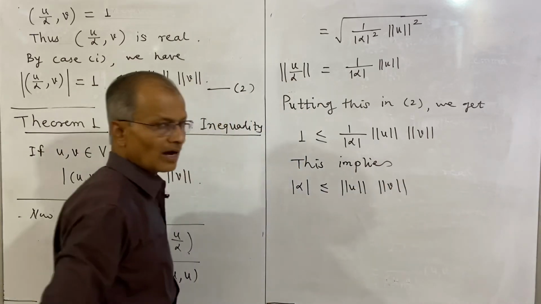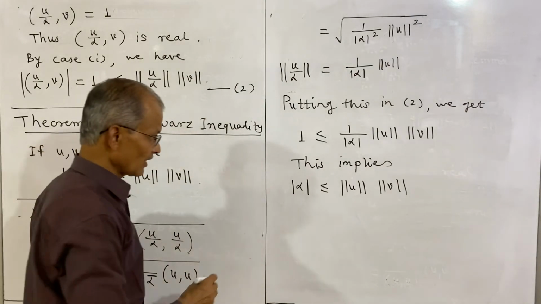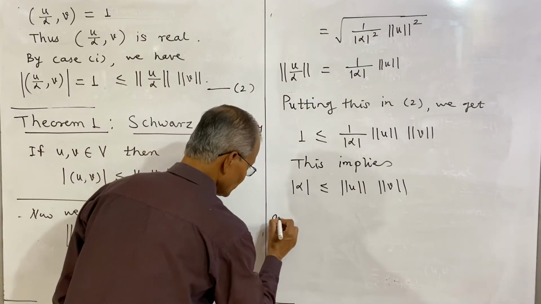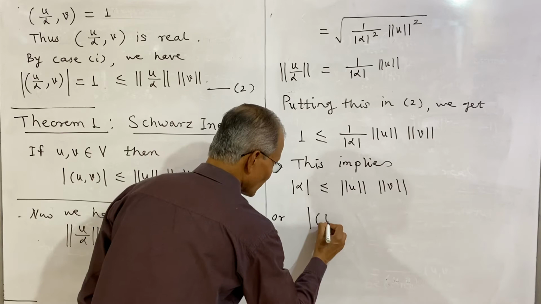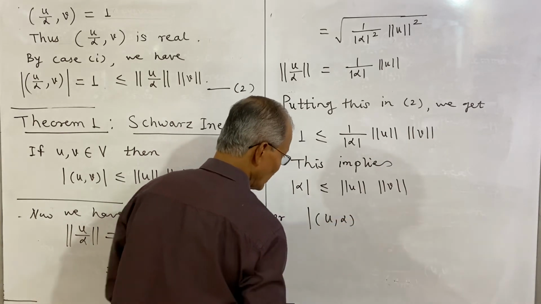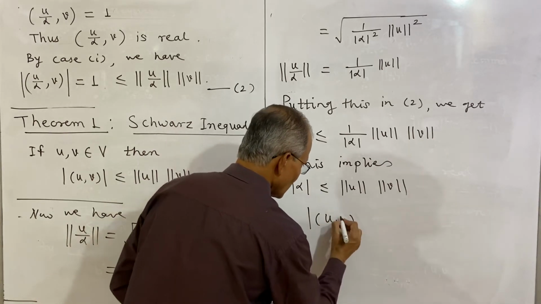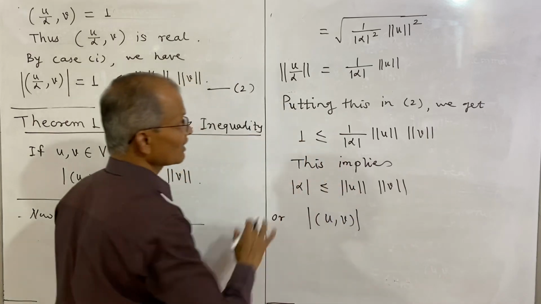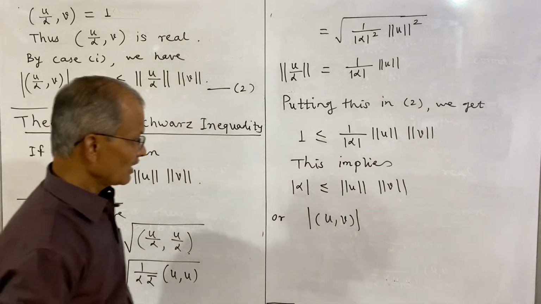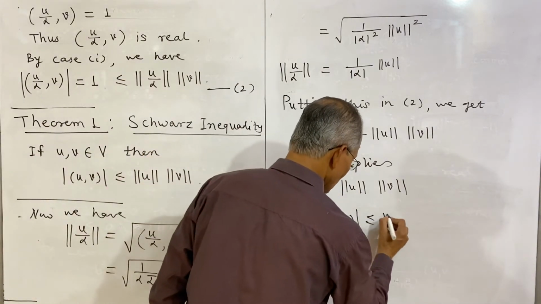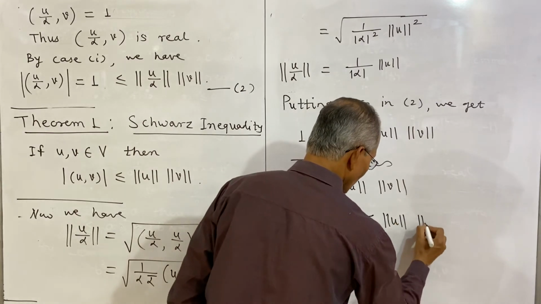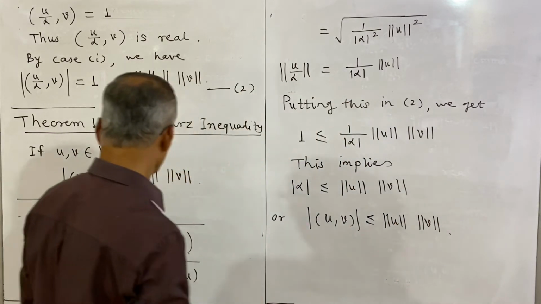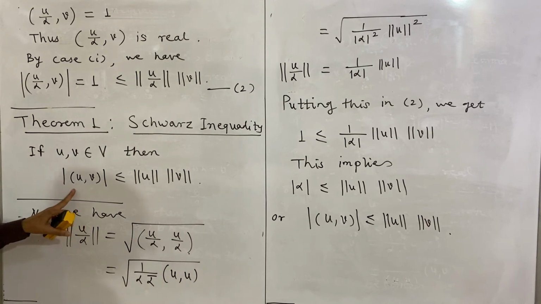But what is alpha? Alpha is the inner product of u and v, that we have assumed in the start of the second case, and that is less than or equal to norm u into norm v, and this is what is the Schwarz inequality. Thus, we have proved the inequality in both the cases.